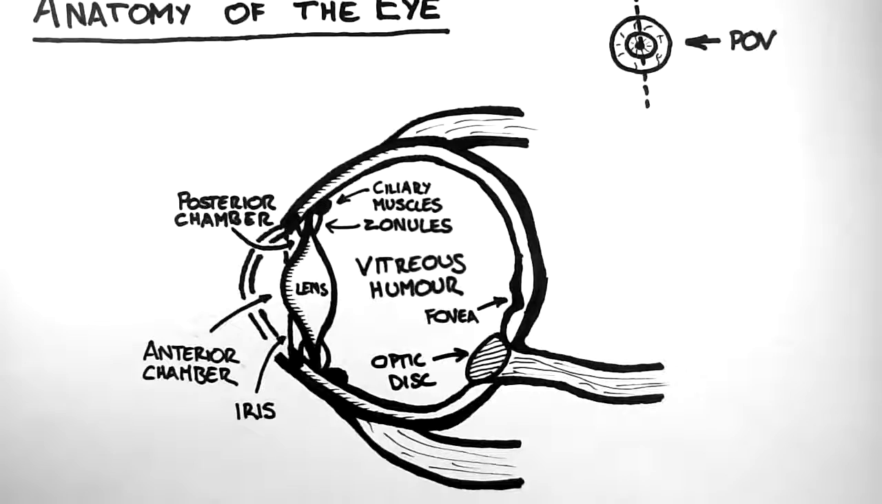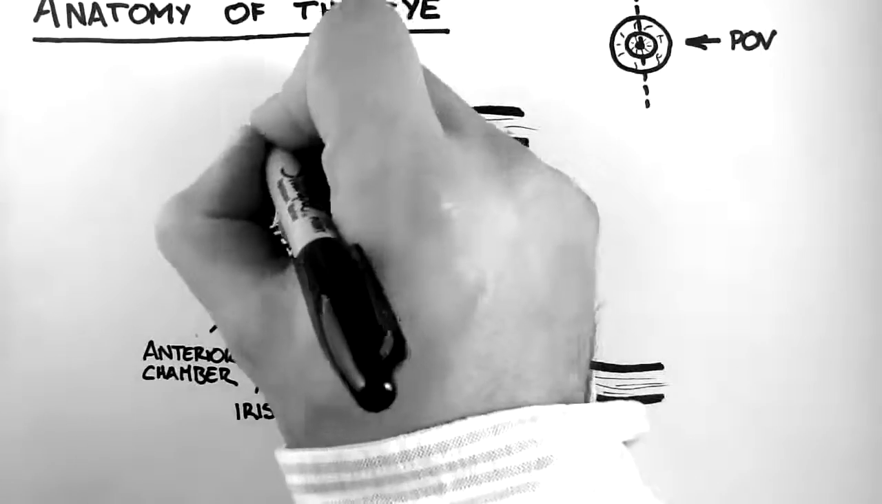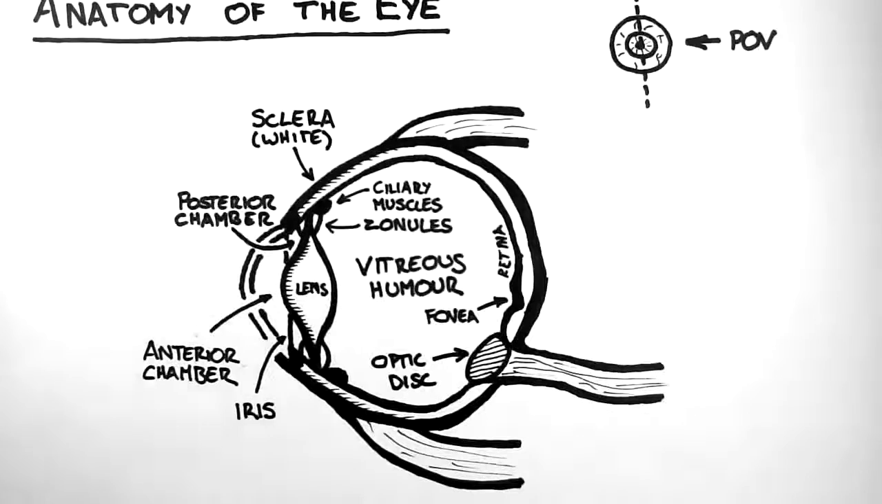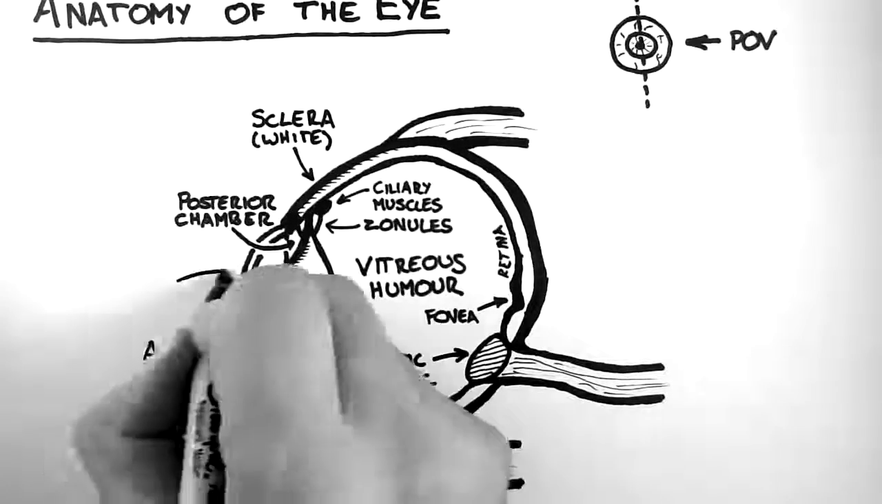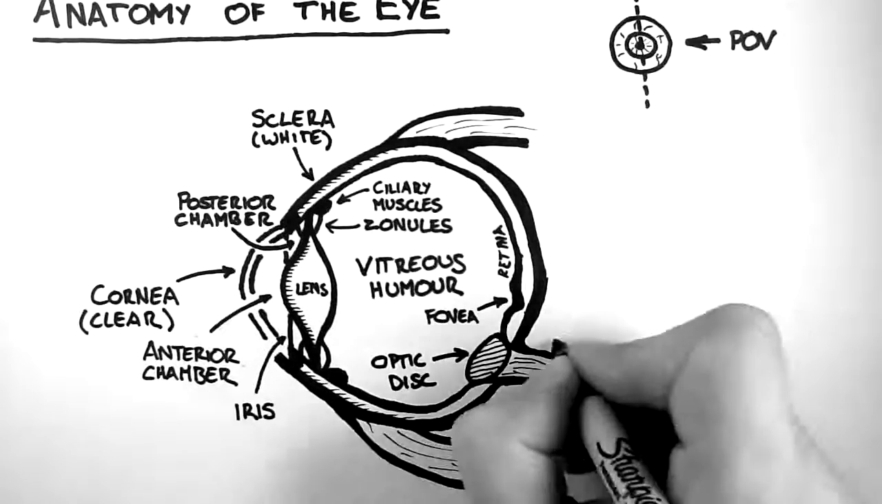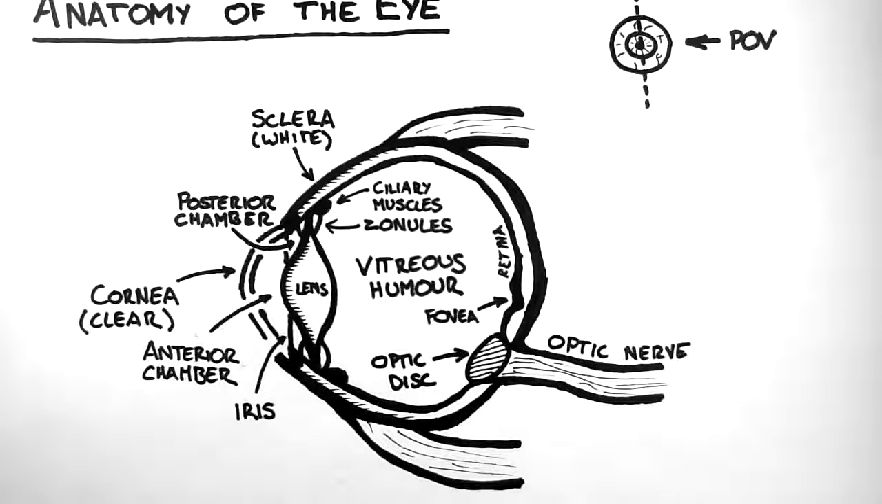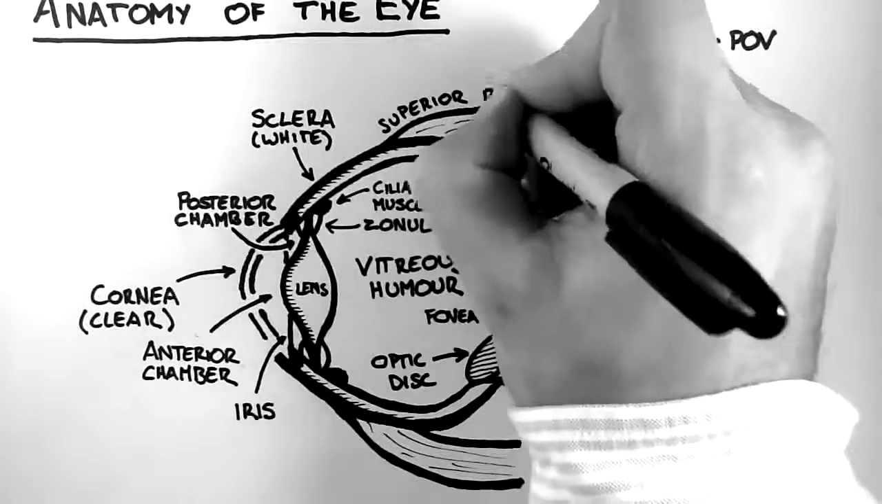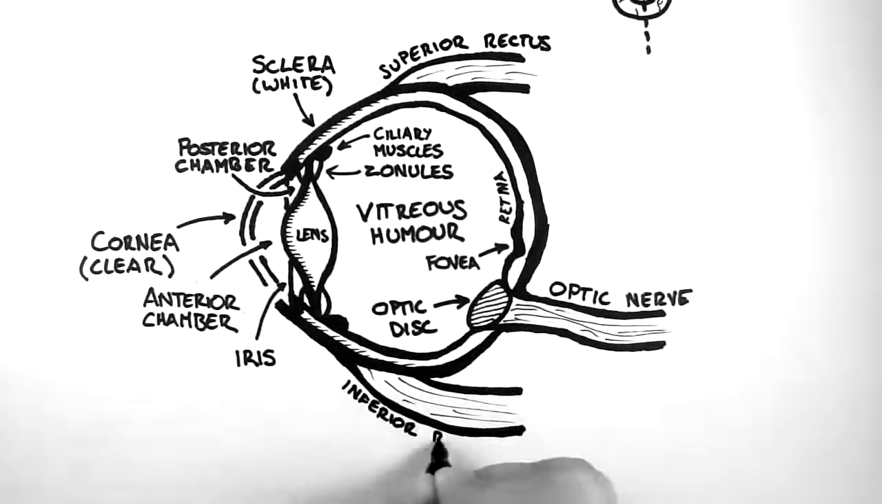Of course, I should also label this whole section as the retina, which is the part of the eye responsible for sensing light. Out here we have the sclera, which is the white part of the eye, and at the front we have the cornea, which is the clear part of the eye. At the back, this is the optic nerve, extending back toward the brain. And on this view, we can also see two of the 6 muscles responsible for eye movements. They are the superior rectus muscle and the inferior rectus muscle.